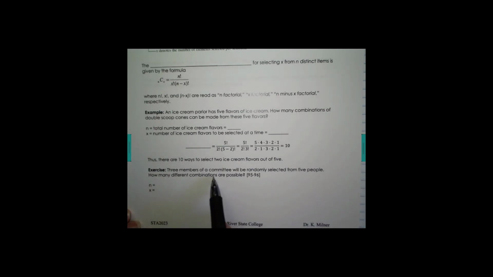So let's try another example, this exercise at the bottom. 3 members of a committee are randomly selected from 5 people, and we want to know how many different combinations are possible. How many are we selecting from? That's our group. I'm selecting from 5, and I'm selecting 3 at a time. Go ahead and fill this one in and see if you can come up with the correct combination.